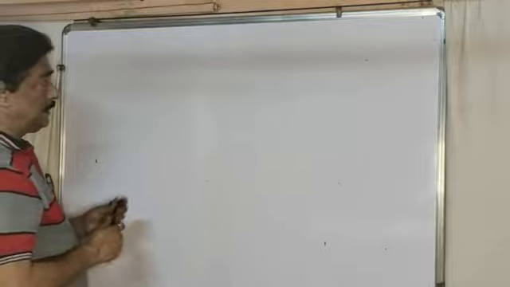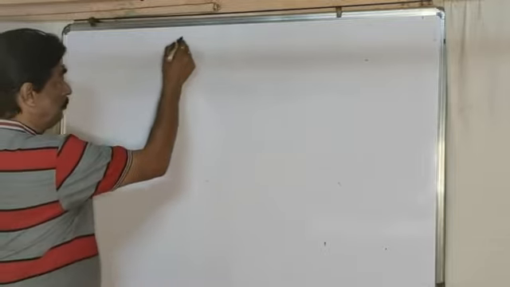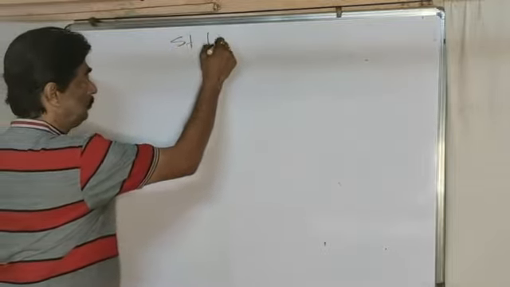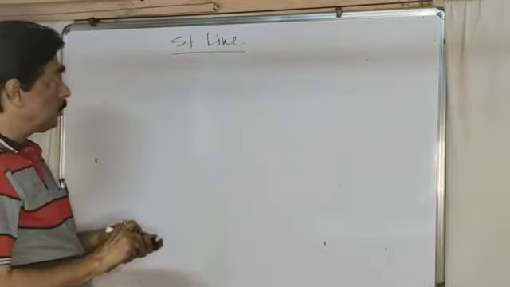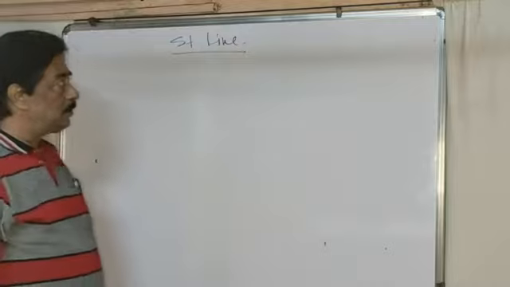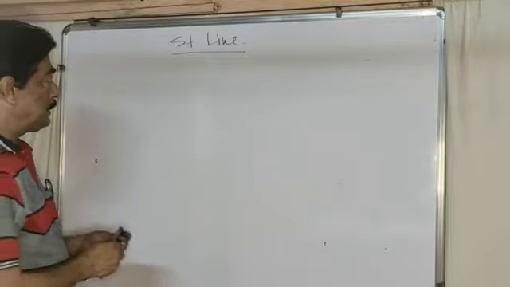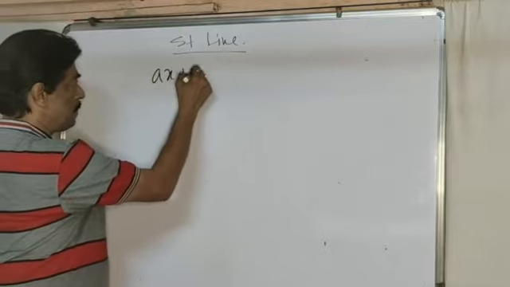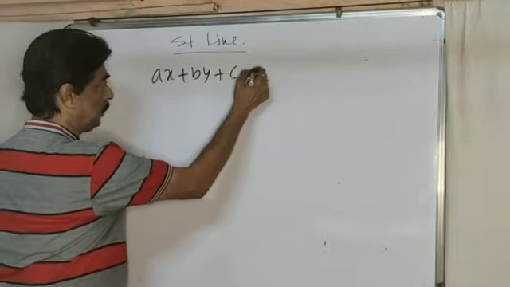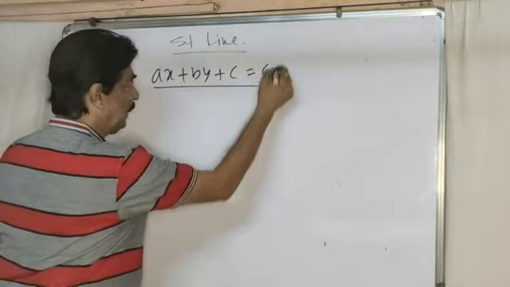Now the next case, the straight line. One of the most important concepts, they are giving different types of questions from this area. The standard form of the straight line, we already discussed, is ax plus by plus c equal to 0. This is the standard form.